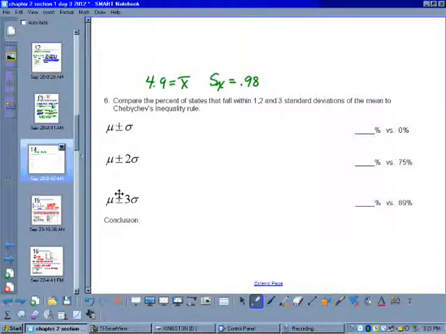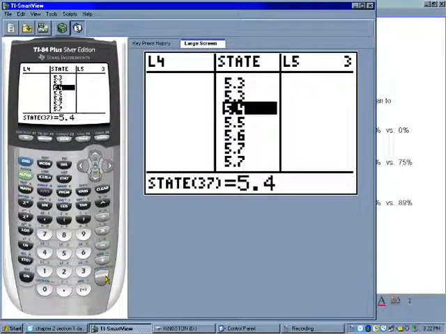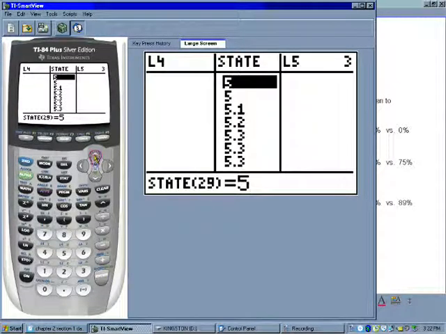For the first one, I'm going to take 4.9 plus or minus 1 times the standard deviation. If you do that in your calculator, you should get 3.92 as the unemployment rate to 5.88. I need to make sure I include what's inbound, and you'll see what I mean by that when we take a look at our data set. I want to find out where 3.92 is.